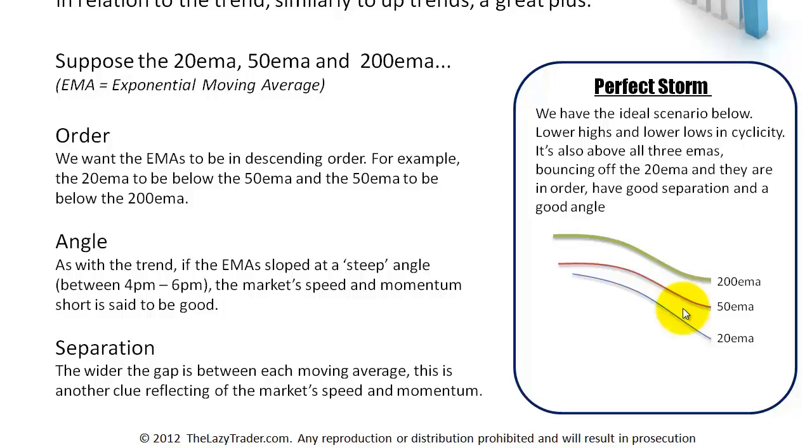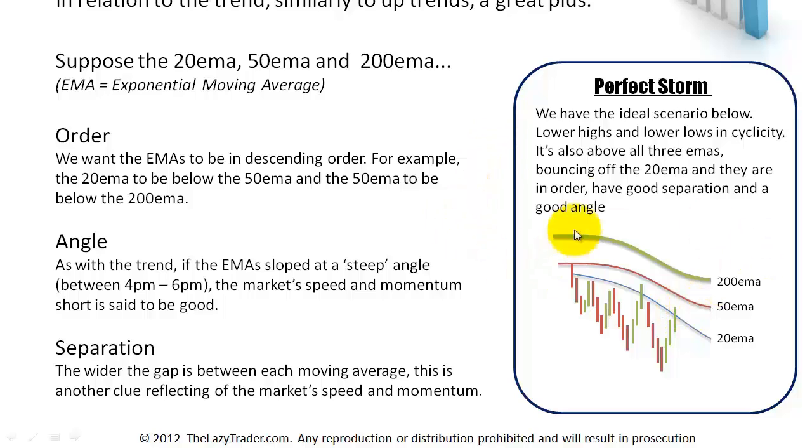For example, the 20 moving average to be below the 50, the 50 moving average to be below the 200. The angle, of course, slopes in a steep angle between 4 and 6 p.m. in this instance, which is a reflection of market speed and momentum, a good condition for our short opportunity if we're actually in the trade. And of course, last but not least, we have the separation between all moving averages. The wider the separation between the moving averages, the more reflective of speed and momentum it's said to be.